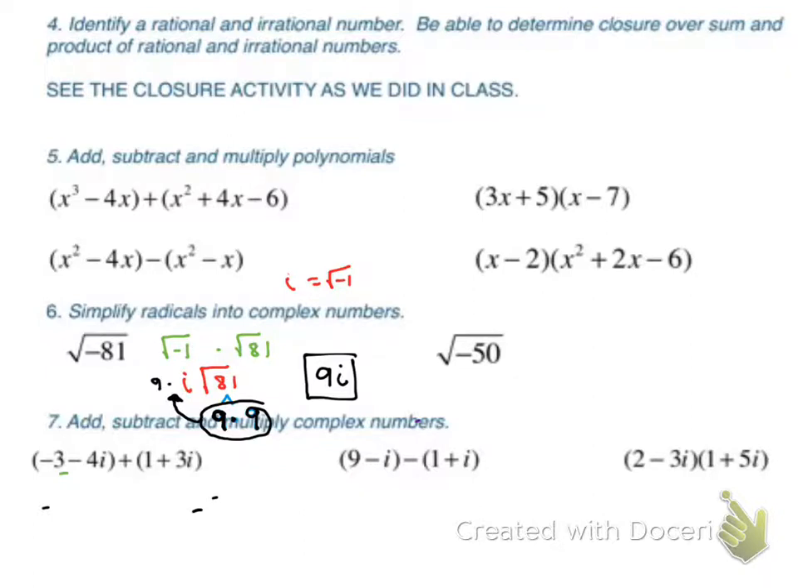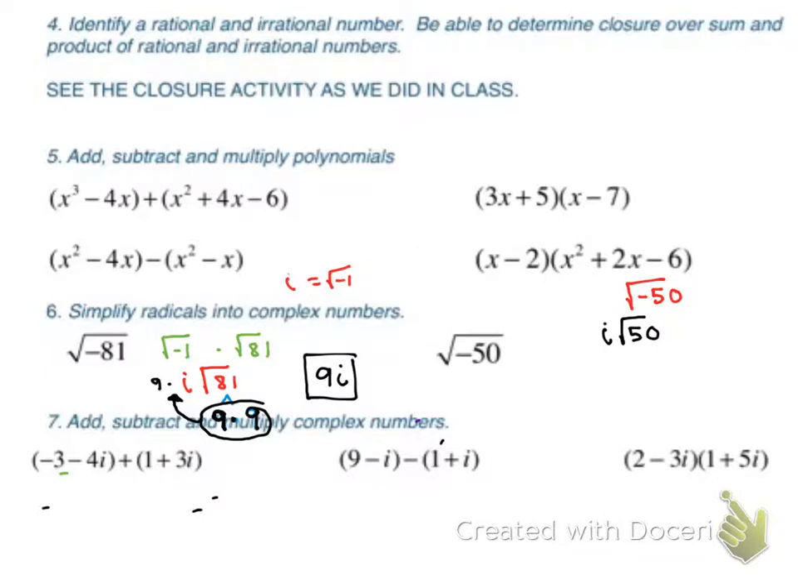Okay, and then same thing goes for the right-hand side. The first step is to take that negative outside of the radical. So we can rewrite this as i times the square root of 50, right? Because we know that i pulls out that negative outside of the radical.